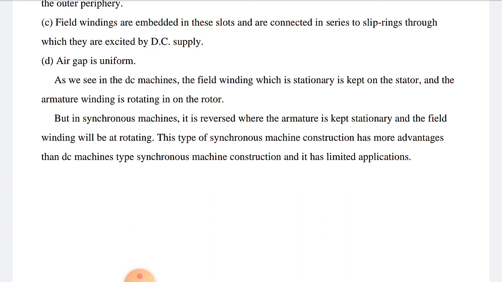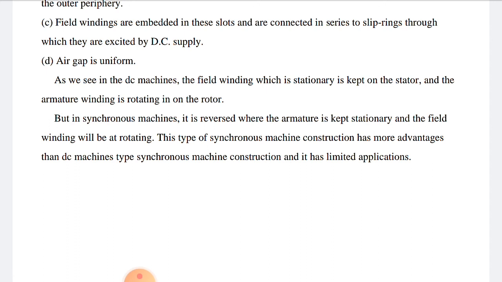It has limited applications. The applications are: it is used as a synchronous condenser in power generation and substations. It is used for improving power factor. It is used for constant speed equipment such as fans, electrical pumps, motors, generators, etc. And it runs at synchronous speed only.